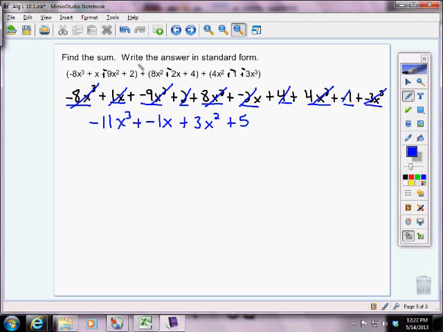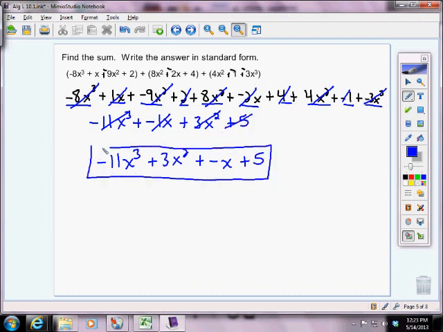Now we're not quite done because it does say to write the answer in standard form. Remember, standard form means the degree of each term is decreasing. So if you look here, our biggest term is this negative 11x to the third. Our next biggest term is this 3x squared. Our next term is a negative 1x, I'm just going to write it as a negative x. You could write it as minus x. And then we have our plus 5. We can't combine any more terms together because they're not like terms.